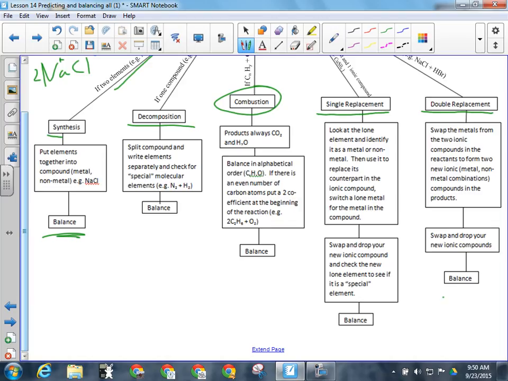Okay, so yes, each one has a slightly different pattern, but in general, they're the same. Identify the reaction type, put your products together, drop and swap ionics, check for specials, balance. Basically, that's what you need to do in general. Are we getting a feel for that?